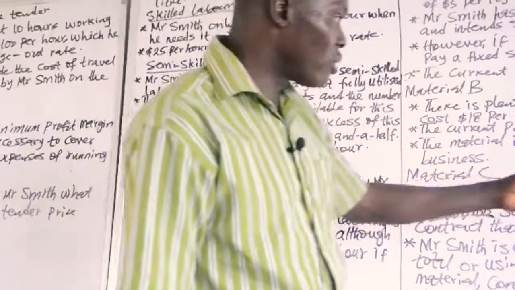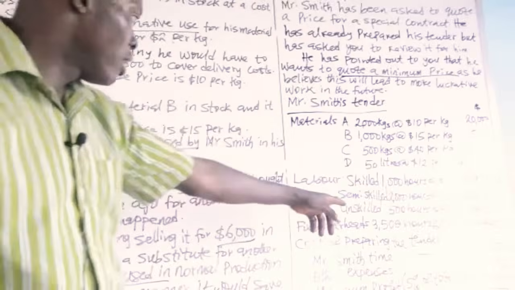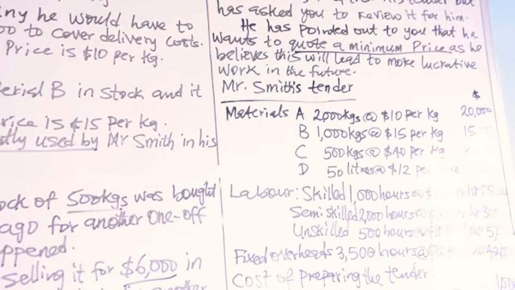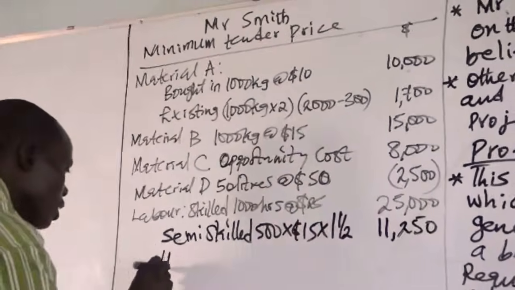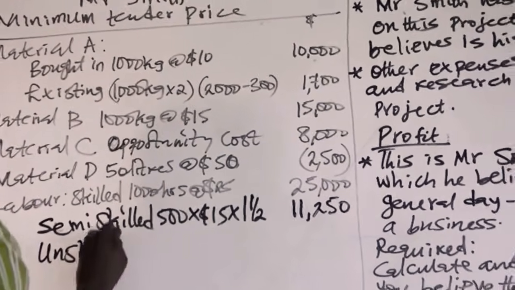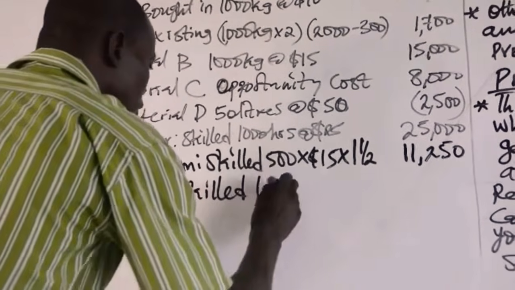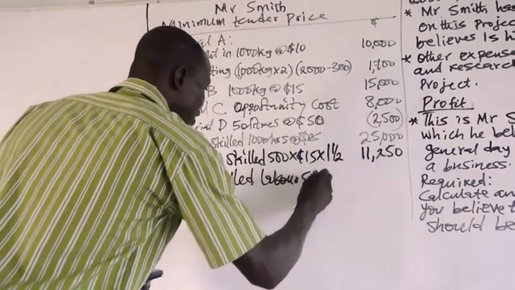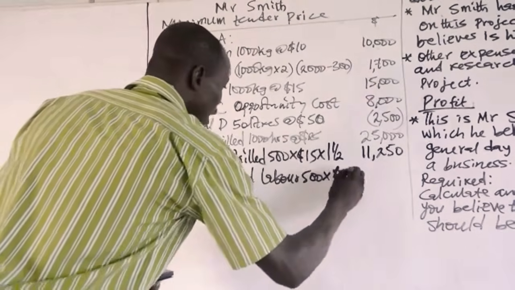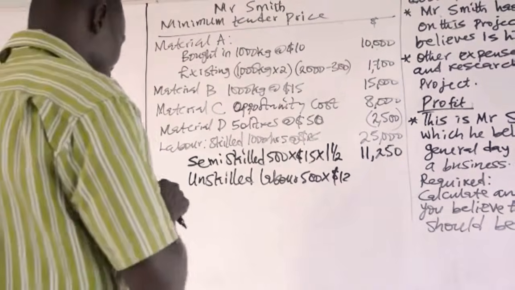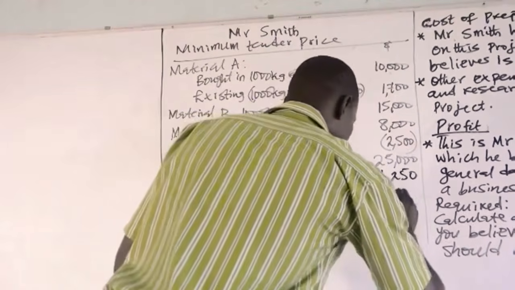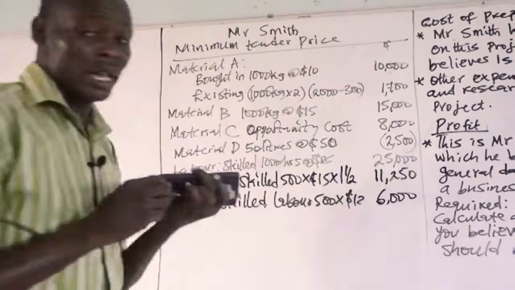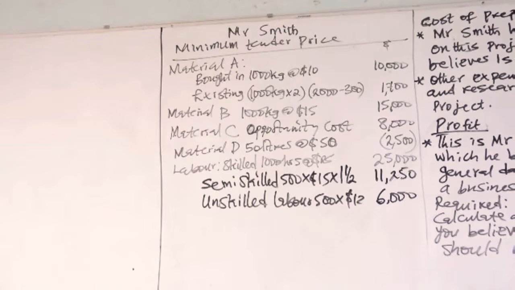How many hours will be required for unskilled labor? 500 hours. So the opportunity cost of unskilled labor is 500 hours times $12, and that will be 500 times 12. That will be $6,000.